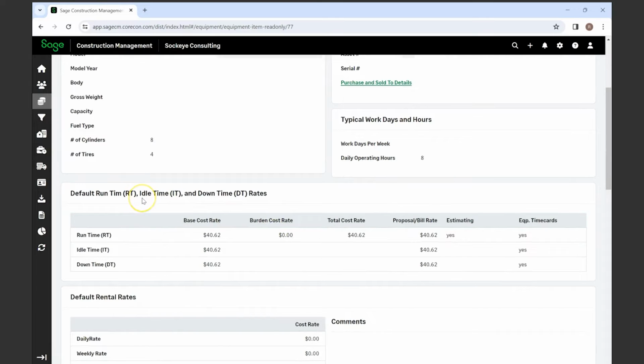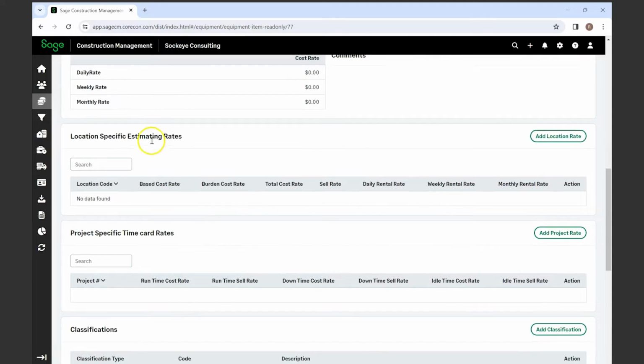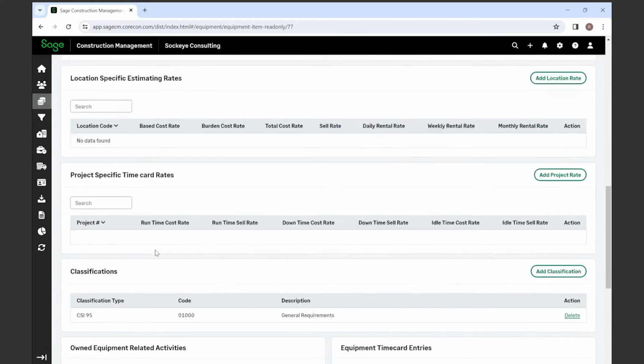You can also enter in default runtime, idle time, and downtime. So you have your base cost rates as well as your burden costs, which gives you a total cost rate. You also can enter a proposal bill rate and if this can be used in your estimating and if it can be used in your equipment time cards. Default rental rates also you can put in, enter it as a daily rate, a weekly rate, or a monthly rate. And then you can give location specific estimating rates or project specific time card rates.